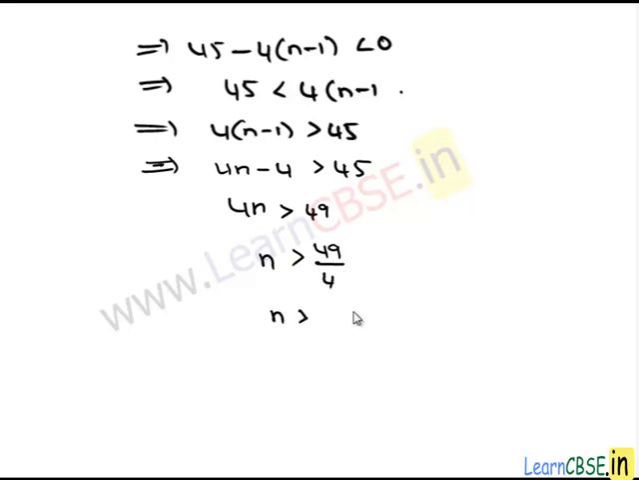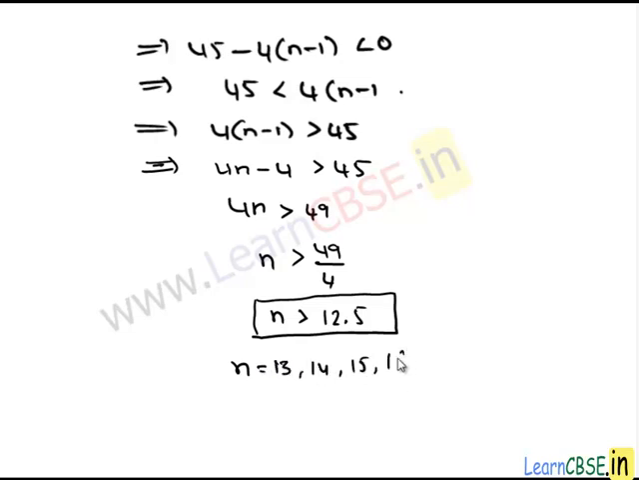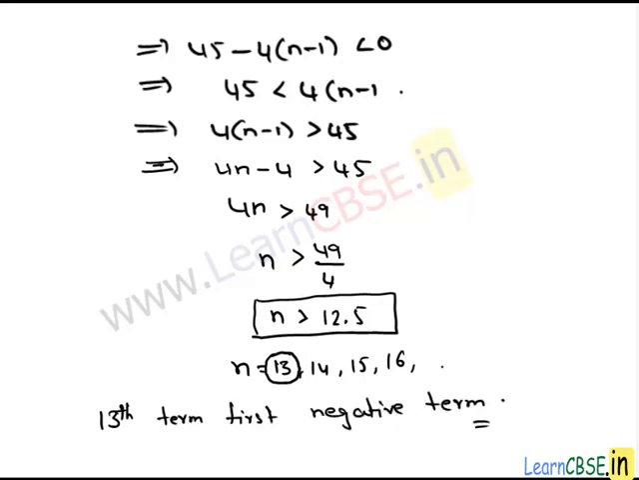49 upon 4 is 12.5. Here n is an integer, so n should be 13, 14, 15, 16. According to the problem, we have to find the first negative term. Here the first negative term is the first value of n. So the 13th term is the first negative term. And this completes our solution.